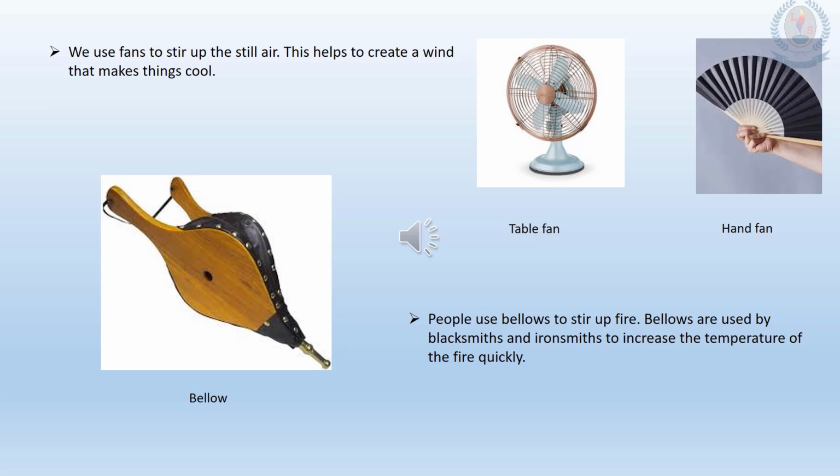We use fans to stir up the still air. This helps to create a wind that makes things cool. We can use these types of fans to make things cool: a table fan, a hand fan, a ceiling fan.